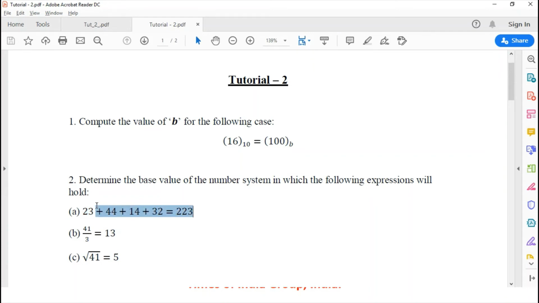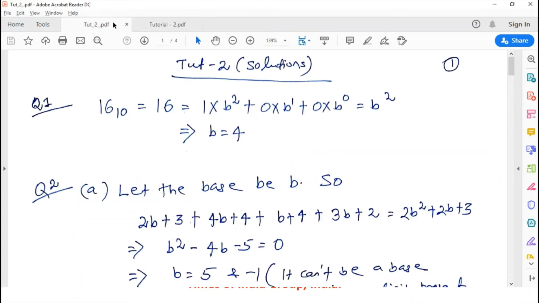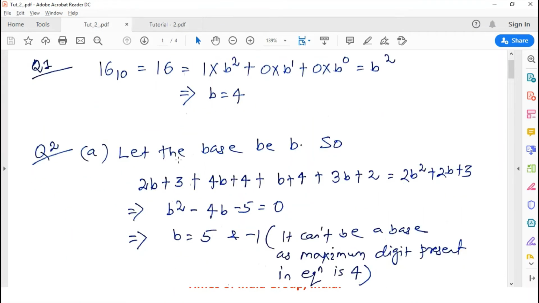So the benefit over here is that the equation is given. That means both sides are equal. So let us see how we can solve this problem. Okay. So first of all, we will assume that the base will be some variable b. Okay. So when we assume a base b number system, then what we can do? We can take the individual digit and multiply it with base b to some power.